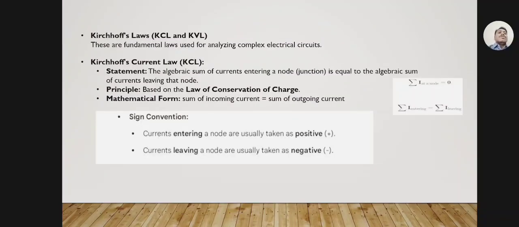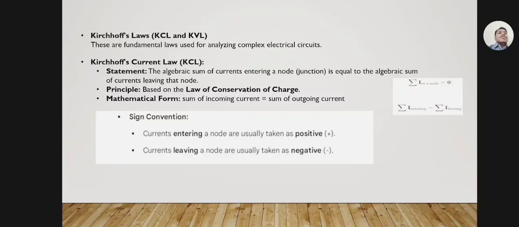Now, Kirchhoff's laws: KCL and KVL, Kirchhoff's current law and Kirchhoff's voltage law. Kirchhoff's current law statement: the algebraic sum of currents entering a node is equal to the algebraic sum of currents leaving that node. The expression has already been derived and explained in previous lectures. The principle is based on the law of conservation of charge. The mathematical formula is summation of incoming currents equal to summation of outgoing currents.